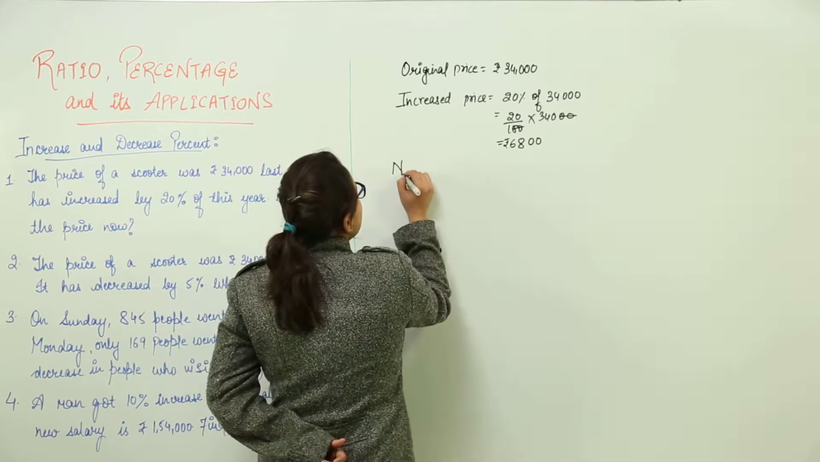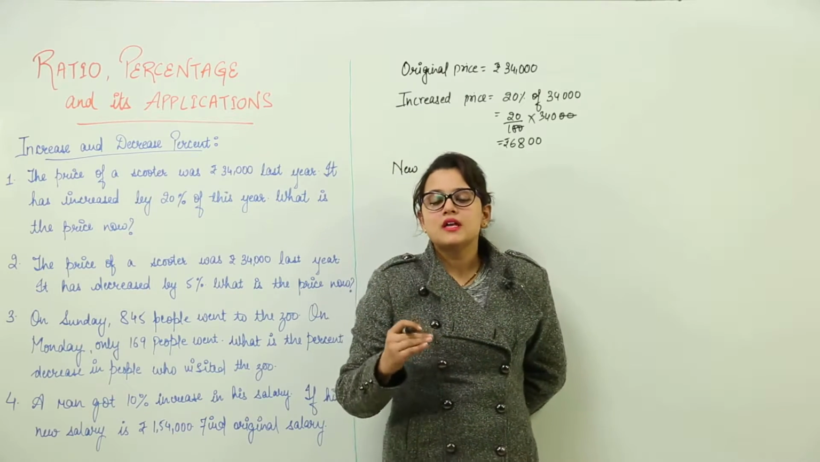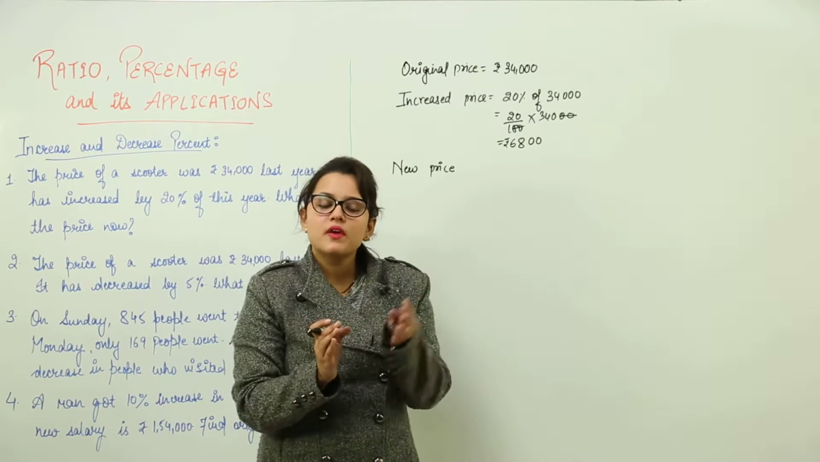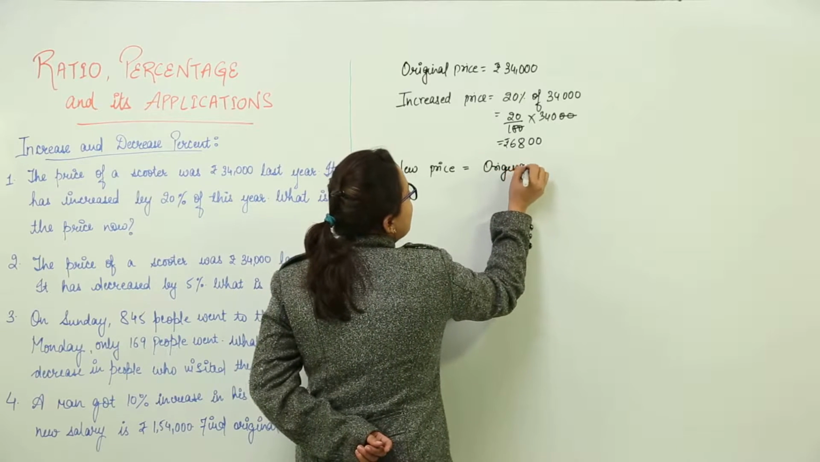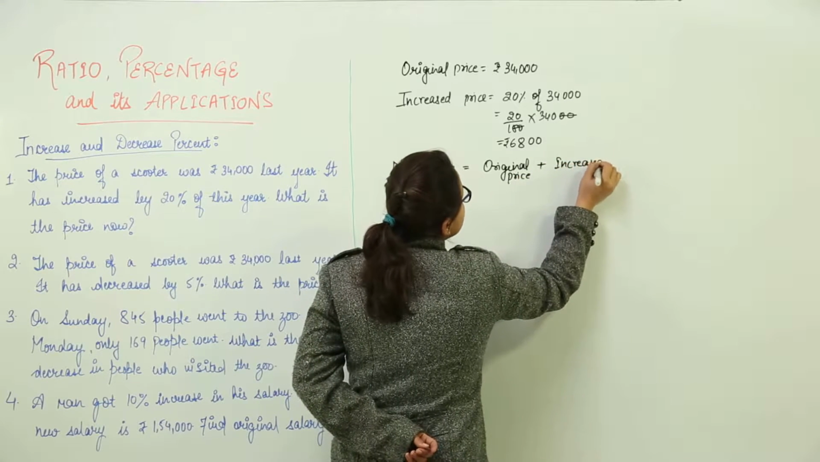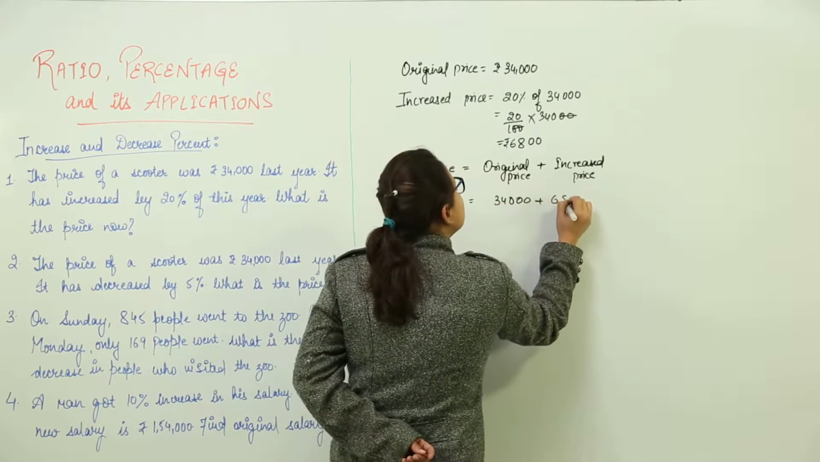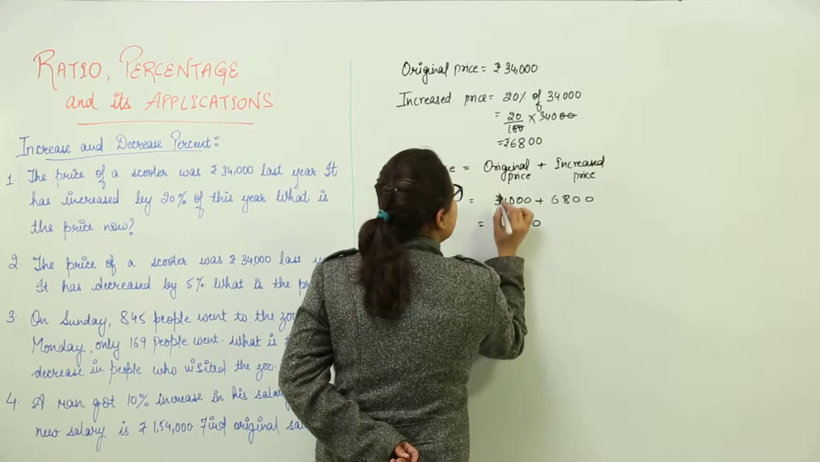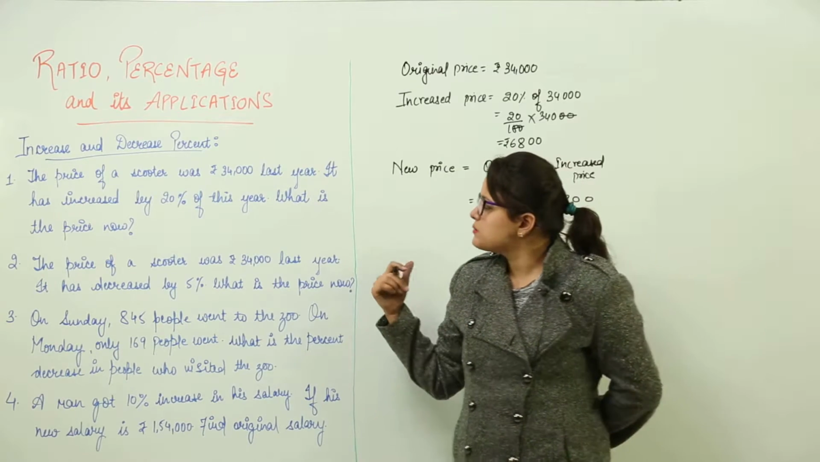Now the new price. Obviously, tell me one thing. If 10% or 20% as given in the question has been increased, then this increased percentage will get added to the previous value. So the new price will be equal to the original price adding the increased price into it. That gives us 6,800 plus 34,000. Now what do we get by adding them? We get 8 as it is, 6 plus 4 is 10 and 1 carried, 4. We get rupees 40,800 as the increased price now.